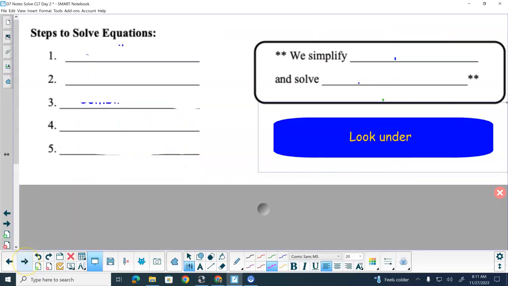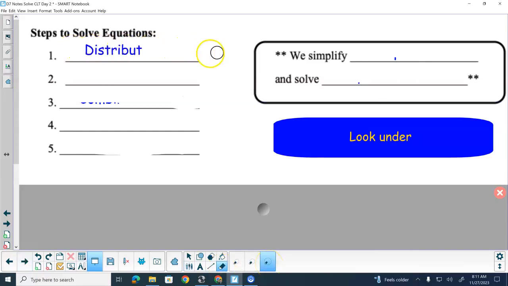Get into solving now. From last week and the week before, what is our very first step when we solve? We're going to distribute first. Okay? So we're going to distribute in anything first. Do all of those distributions. Still haven't come up with a second step yet. That'll come up next unit. That's when we'll get that second step.